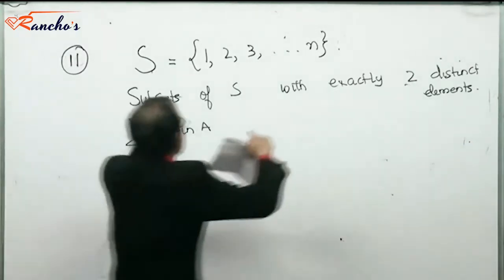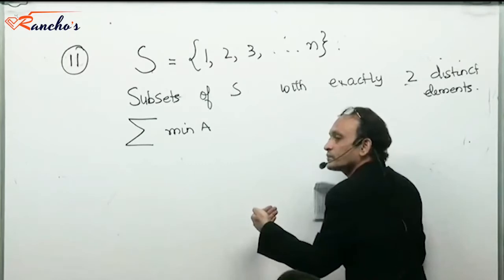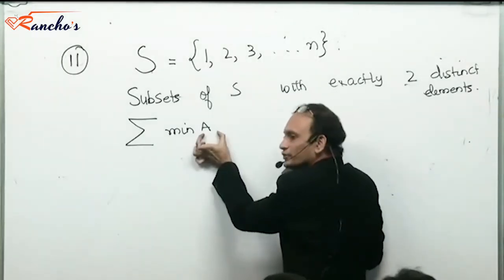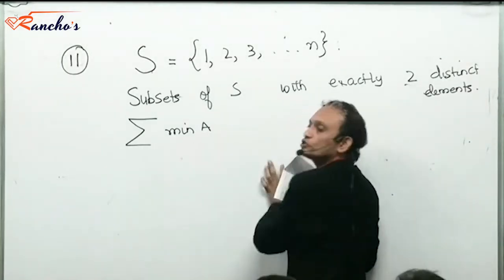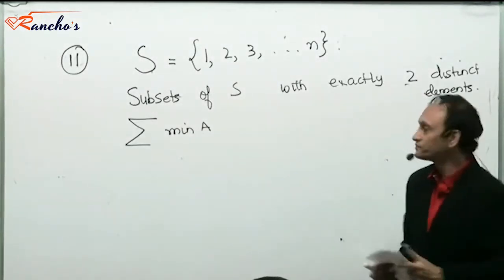I create all subsets of S with two distinct elements, and from each of those subsets, I take the smaller value of that subset and I add all the smaller values. This is what I want to be able to do. You understand the problem or not? Okay.